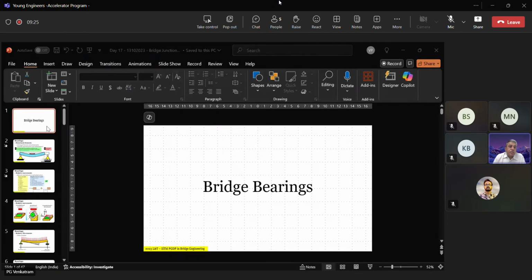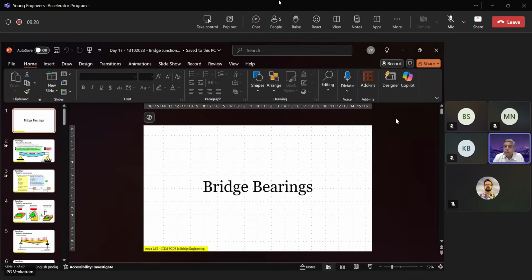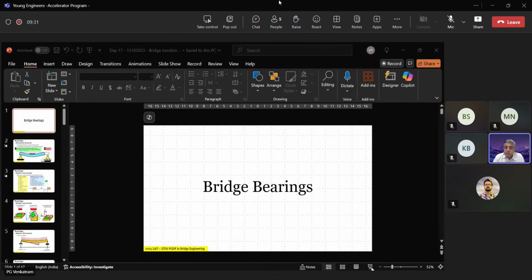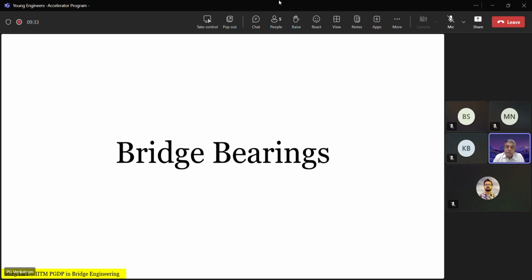One of the most important aspects of this joint is the usage of bridge bearings. This is something we need to understand, what kinds there are. So in today's session, we will be introduced to different types of bearings and how they work, when you try to use them, when they are most suitable, when they do a good job and when they don't. So we'll be looking at that aspect.